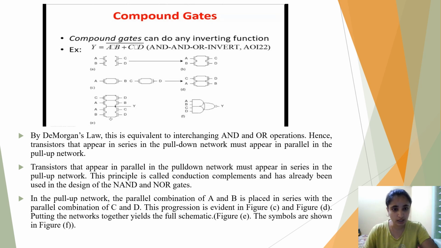By De Morgan's law, this is equivalent to interchanging AND and OR operations. Hence the transistors that appear in series in the pull down network must appear in parallel in the pull up network, and transistors that appear in parallel in the pull down network must appear in series in the pull up network. This principle is called conduction complements and has already been used in the design of the NAND and NOR gates. In the pull up network, the parallel combination of A and B is placed in series with the parallel combination of C and D, as is evident in figure C.